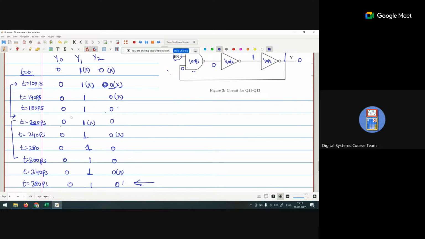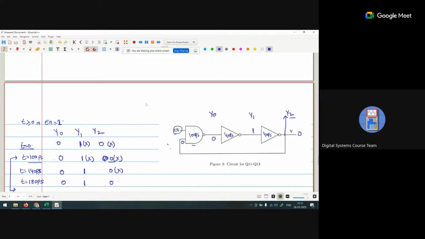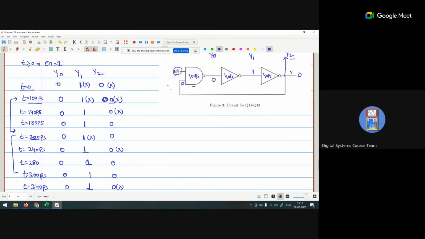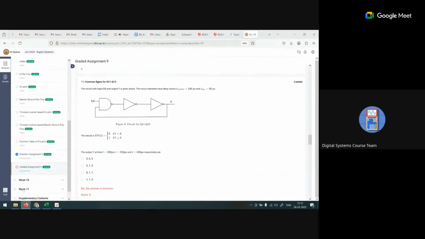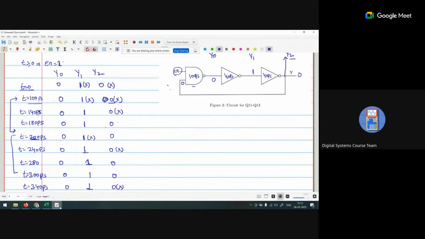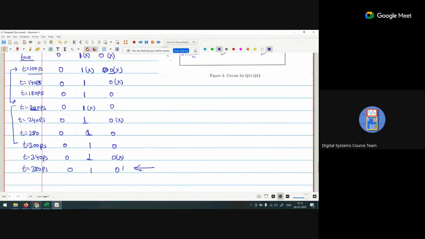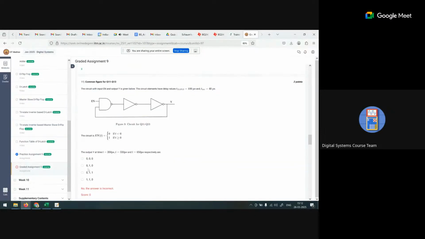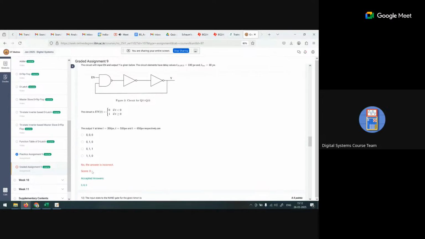Condition Y2 is 0. Okay, condition is what? Y2 is 0. Okay, so at 350 picosecond, what is the y2? Y2 is 0. So at 350, y2 is 0.